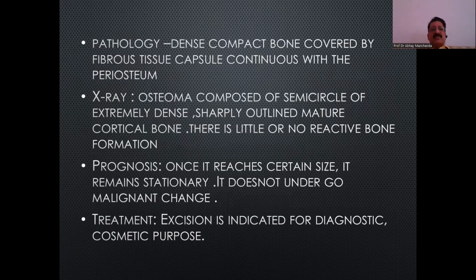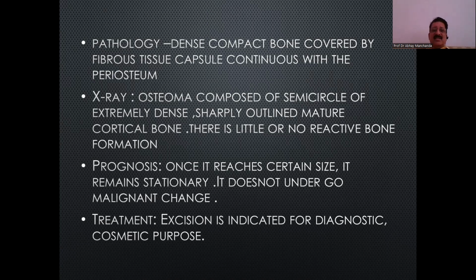In pathology, we see that osteomas are dense compact bone covered by a fibrous tissue capsule, which is continuous with the periosteum. X-rays show osteoma composed of a semicircle of extremely dense, sharply outlined, mature cortical bone. There is little or no reactive bone formation. Prognosis: once it reaches a certain size, it remains stationary and it does not usually undergo any malignant change.